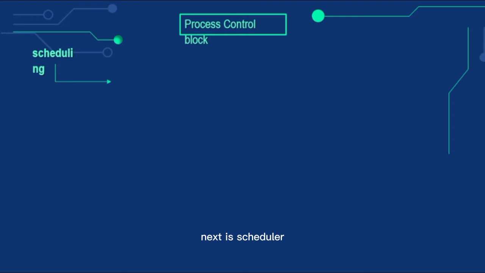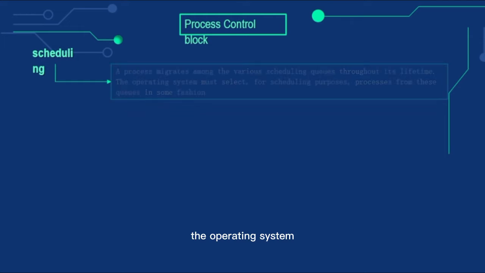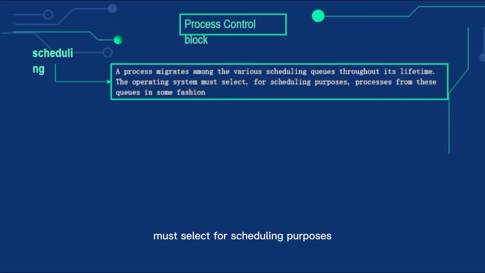Next is the scheduler. A process migrates among the various scheduling queues throughout its lifetime. The operating system must select, for scheduling purposes, processes from these queues in some fashion. The selection process is carried out by the appropriate scheduler.